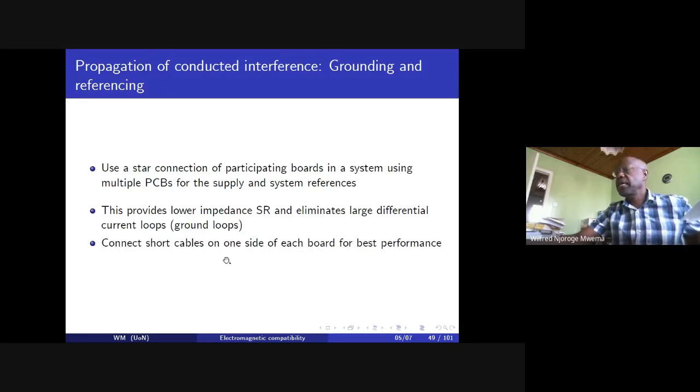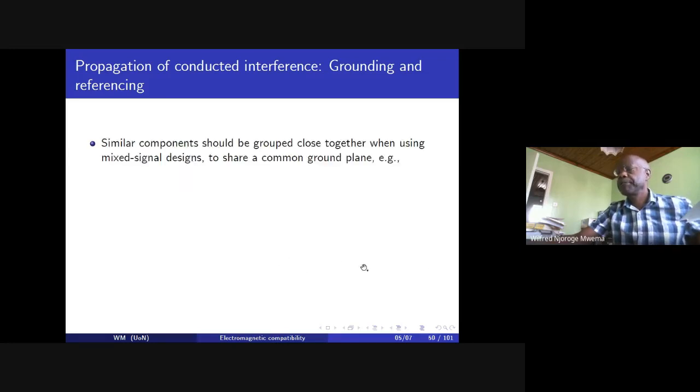We connect short cables on one side of each board for the best performance. You don't want to put very long cables to feed the other side. There are very many of us who like putting a connection to, say, a bus bar, and that bus bar may cause a lot of problems in terms of EMI. So similar components should be grouped close together. By similar, we mean components in the same frequency range. Say, for example, if you are dealing with analog components, put those analog components as close together as possible.